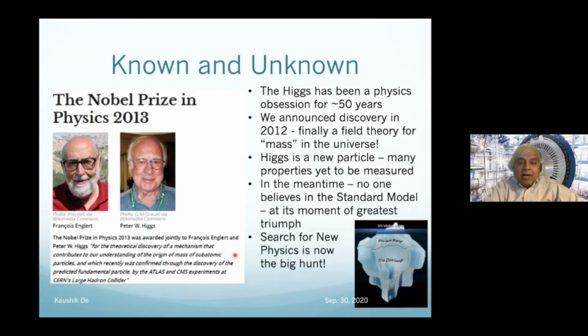In the meantime, however, one of the biggest ironies of physics is that no one really believes that the Standard Model is the ultimate description of the universe. This is particularly surprising at its moment of greatest triumph, in that we have nailed the coffin on the Standard Model by discovering the Higgs. We have all the particles and all the fields that we need in order to have a consistent model, and yet no one really believes it is the ultimate model.